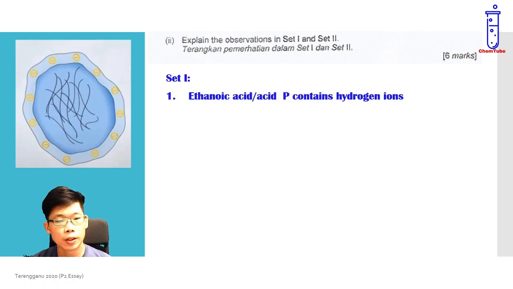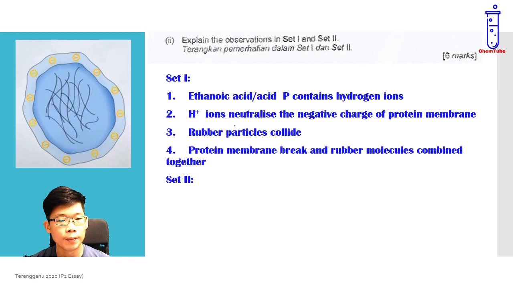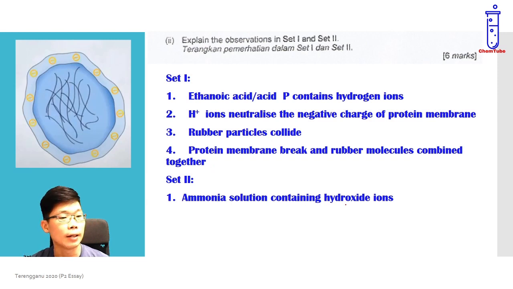So 6 marks here, so suggest the answer. For set 1, ethanoic acid contains hydrogen ions. The hydrogen ions can neutralize the negative charges of the protein membrane. So the rubber particles can now collide with each other and with another protein membrane. Then the protein membranes can break, and the rubber molecules can combine together. So it can coagulate.